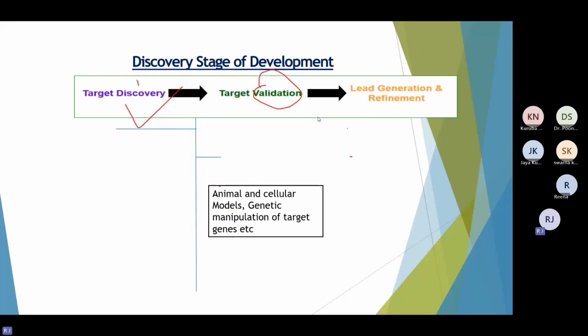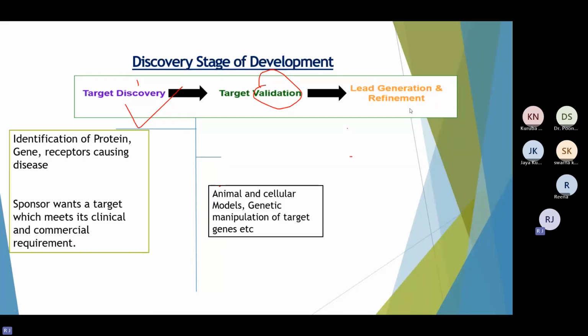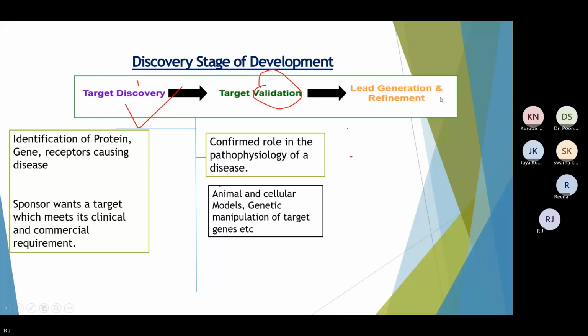In discovery, I said the discovery stage can be divided into three parts: target discovery, then target validation, then lead generation and refinement. In target discovery, we try to identify the protein, gene, or receptor which is causing that particular illness. Okay. In target validation, what do we do? Whatever we have identified in target discovery, we confirm here. The third stage is lead generation and refinement.